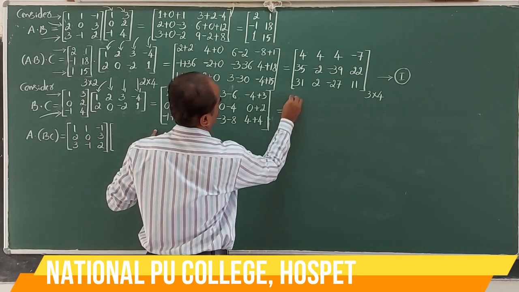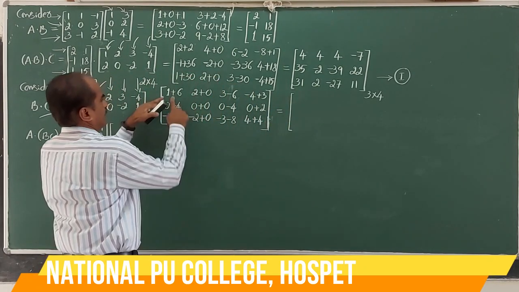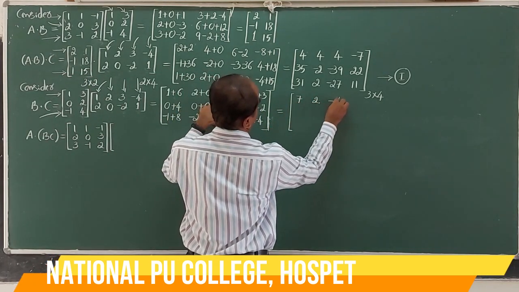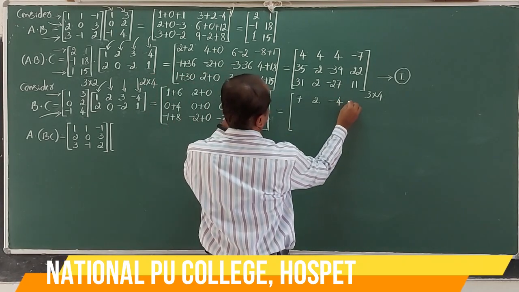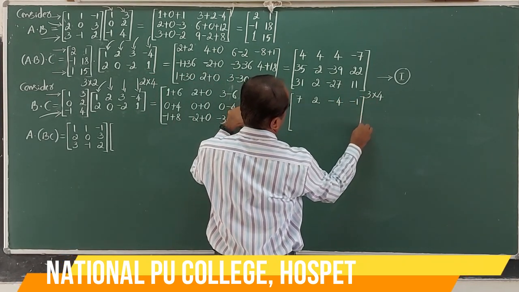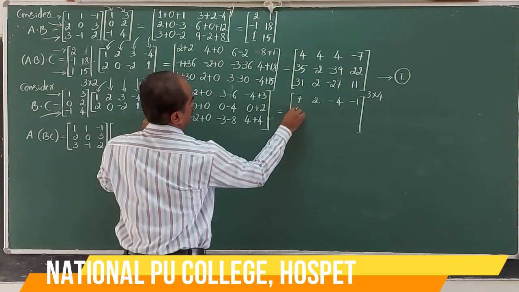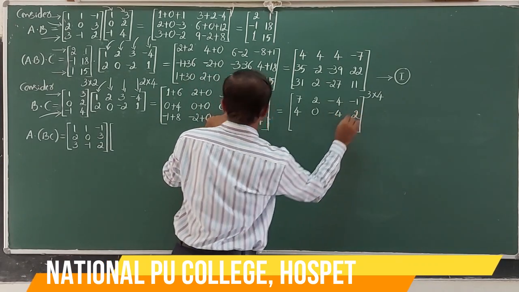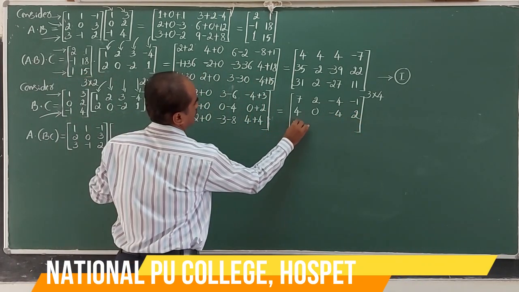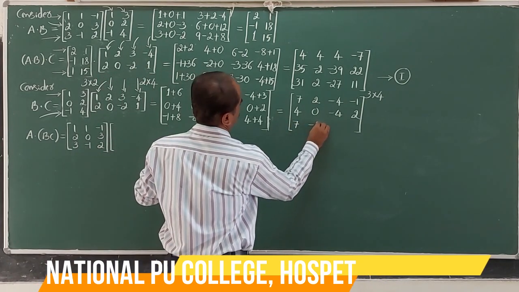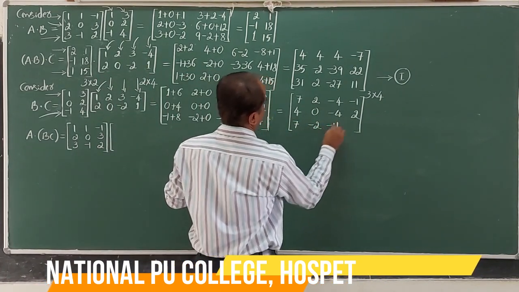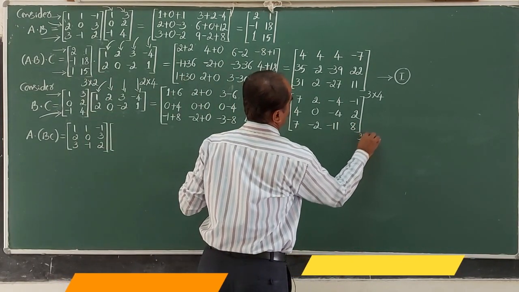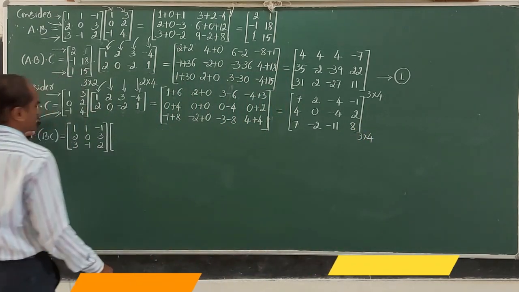This is equal to: 1 plus 6, 7. It is 2, 3 minus 6, minus 4, minus 4 plus 3, minus 1. It is 0 plus 4, 0, minus 4, 2. Then it is 7, minus 2, minus 3, minus 8, minus 11, 4 plus 4, 8. This is a 3 by 4 matrix. This is B into C.